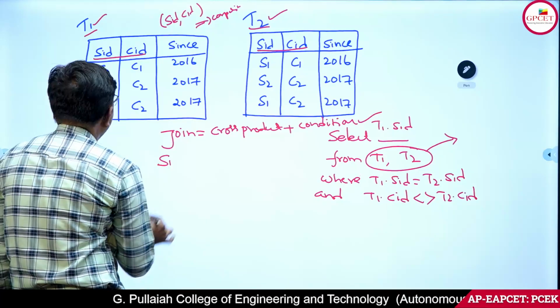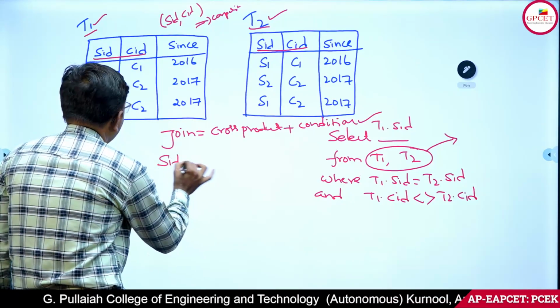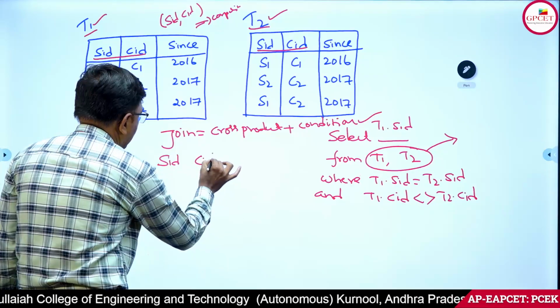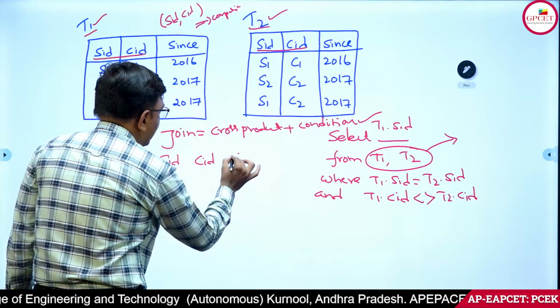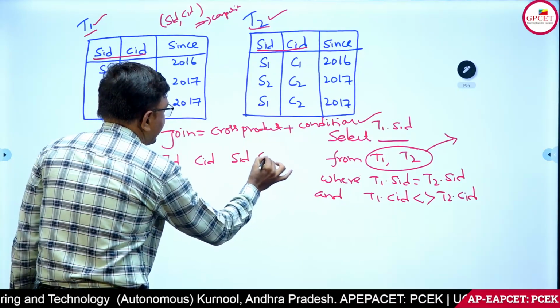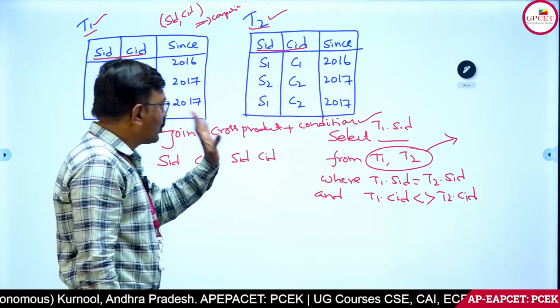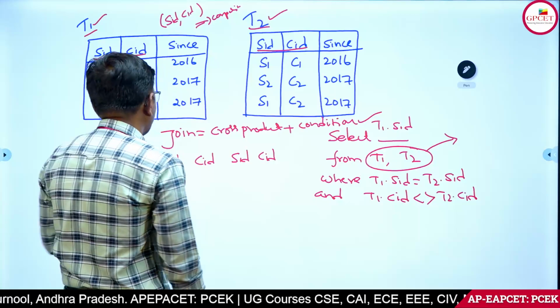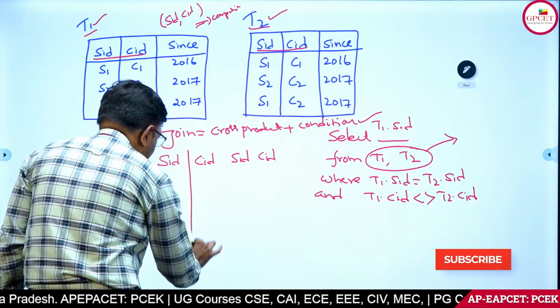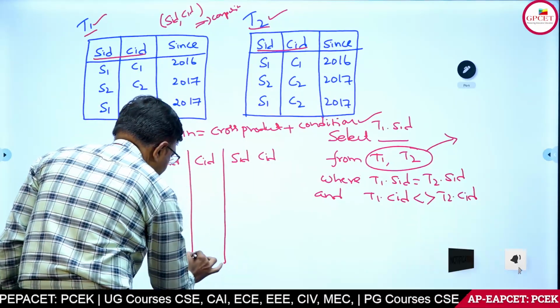Table 1 has SID and CID, and table T2 has SID and CID. We don't bother about the other column, since we can find the SID. That's why we choose these. This is table 1, and this is table 2.